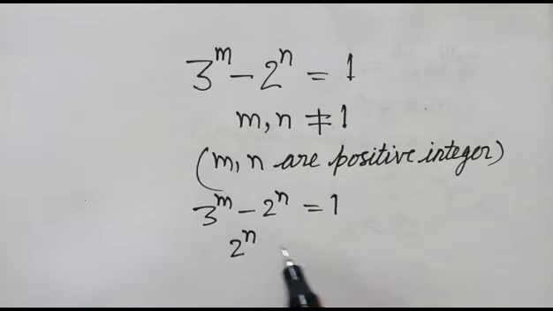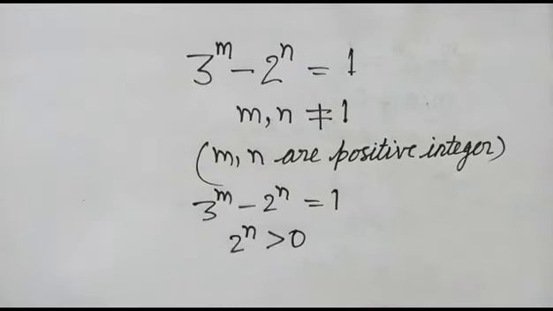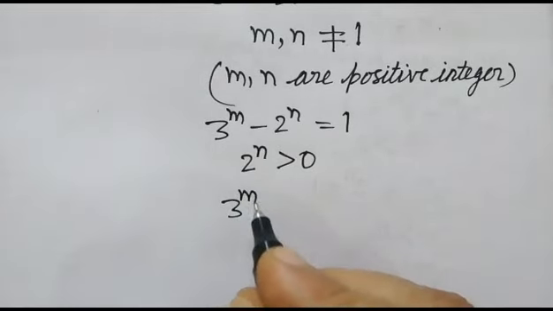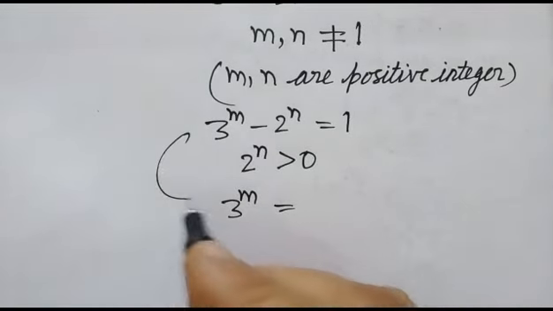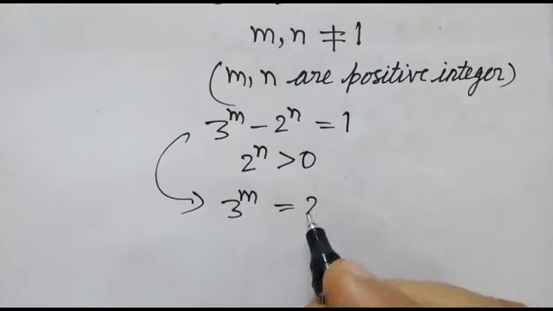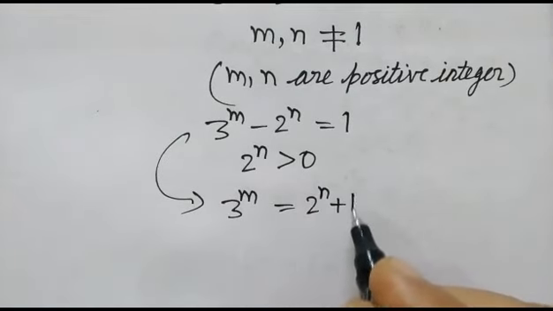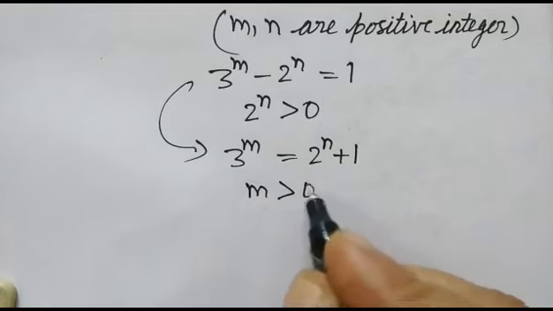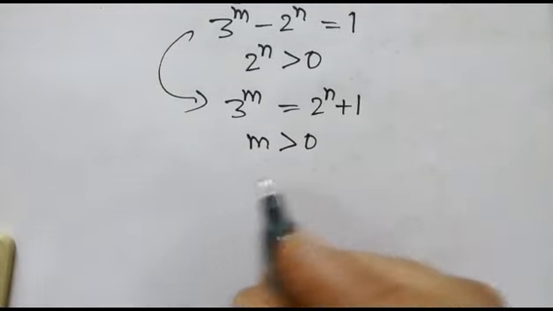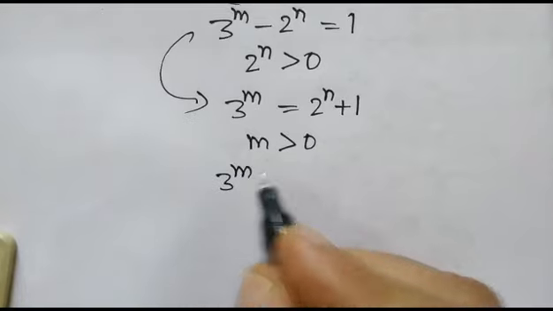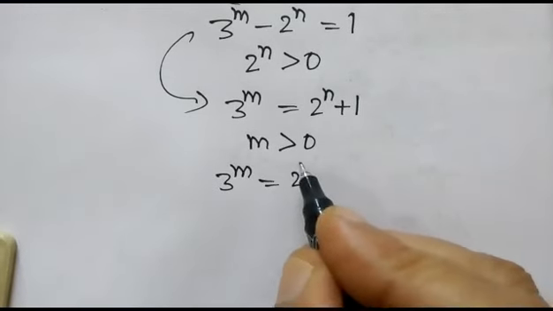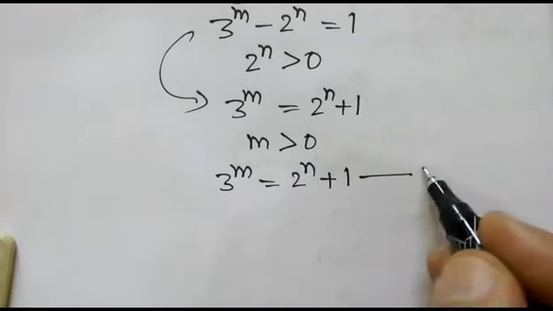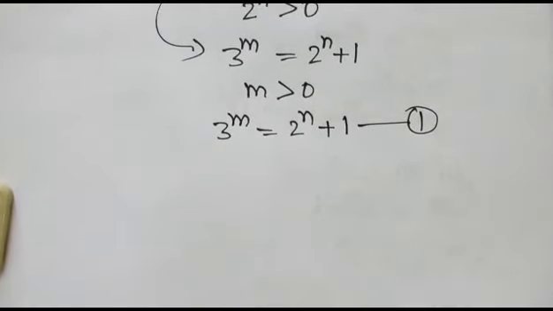We have 3 to the power m minus 2 to the power n is equal to 1. So 2 to the power n will be greater than 0, so 3 to the power m will be equal to 2 to the power n plus 1. So m must be greater than 0. Let us call 3 to the power m is equal to 2 to the power n plus 1 equation number first.